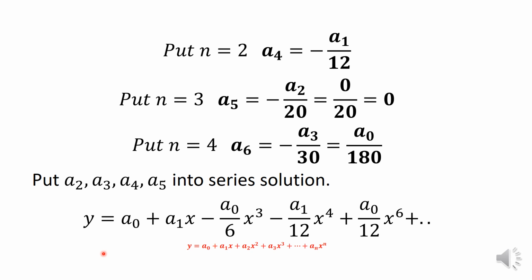Here you can see the answer: y is equal to a0 plus a1x minus a0 by 6 x cube and so on. So here only a0 and a1 are left. These you can find by some condition, right? Here this is the solution only.